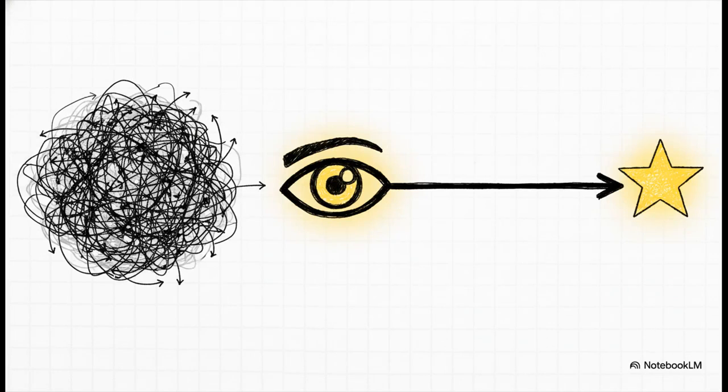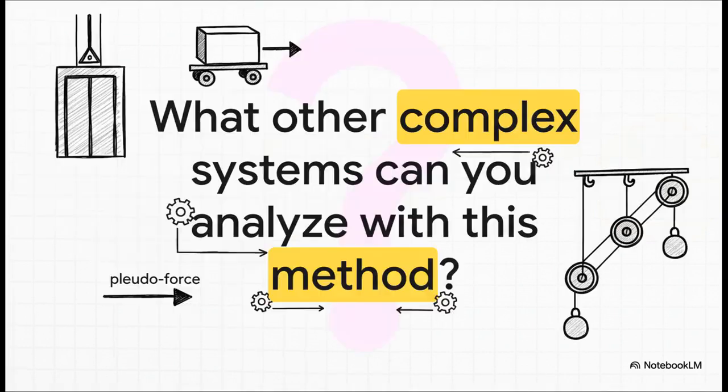Look, if you only remember one thing from this explainer, let it be this. The hardest part of a physics problem often isn't the calculus or the algebra, it's choosing the right way to look at it. A clever choice of reference frame can literally transform a horrible mess of vectors into a simple, straightforward calculation. So now start thinking about where else you can use this technique.